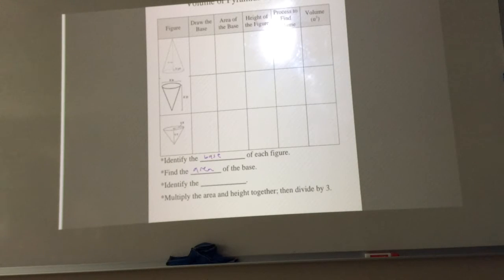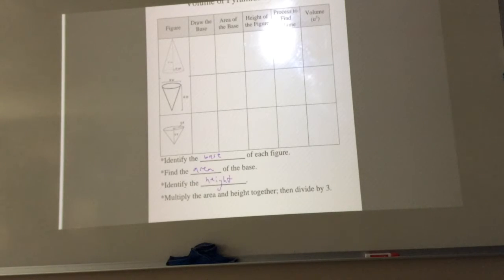Then it says identify the height. Very good. And we know that height always has to form a right angle. Good. Who said that? Well done, Josh. And then we're going to multiply the area and the height together and then divide by 3.